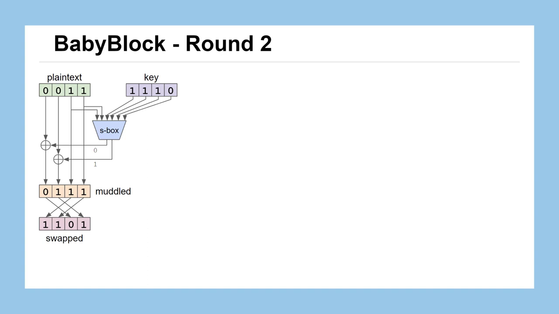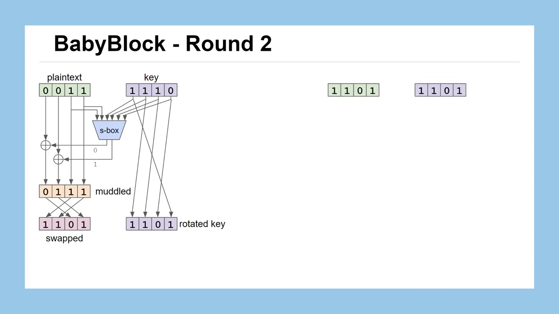Now, for the next round, we're going to alter our key a little bit. We don't want to keep encrypting with the exact same key in every round. So we're going to do what's called a key rotation. That leftmost bit in the key becomes the rightmost bit in the key, and the three other bits all shift one position to the left. So now we have a rotated key of 1101.